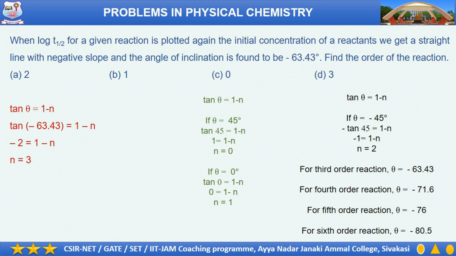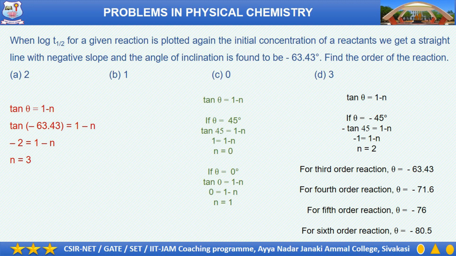First order. For second order, theta is equal to minus 45. And for theta minus 45, tan is equal to minus 1, equal to 1 minus n. Therefore, what is the value of n? It is second order. For a third order, it is minus 63.43. For fourth order, minus 71.6.